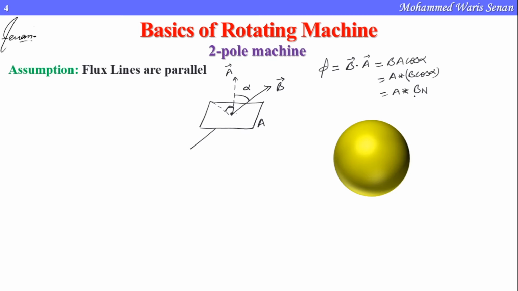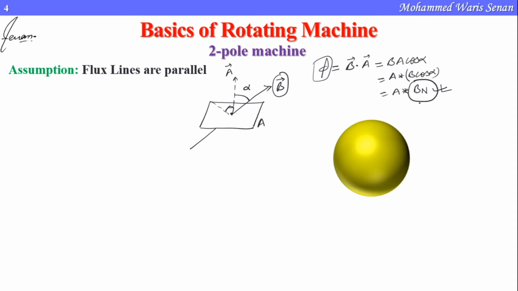Why do we call it a normal component? The normal component means the component of the field which is perpendicular to the given area. Just keep in mind this normal component is the component of the magnetic field which is perpendicular to the given area. So if we are able to find this normal component Bn, we can easily find the flux linking with the coil. Our job is to find this normal component of the magnetic field.